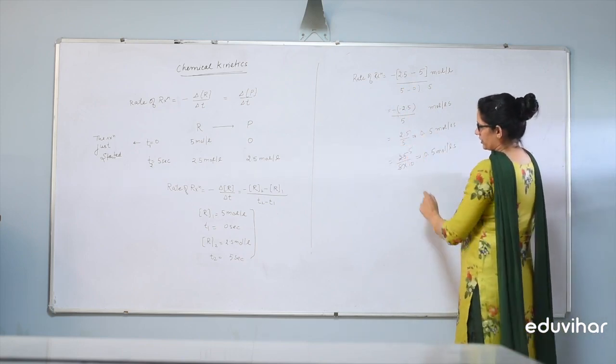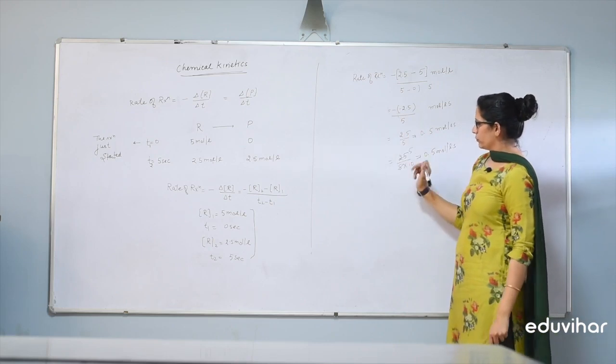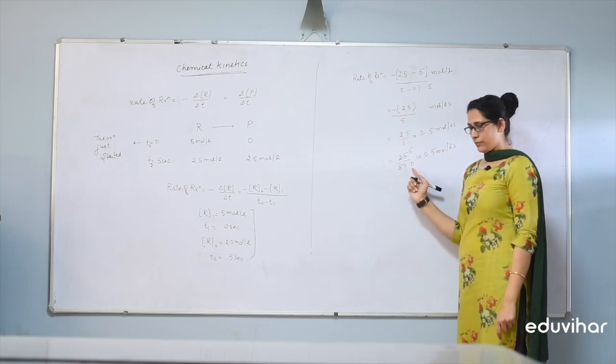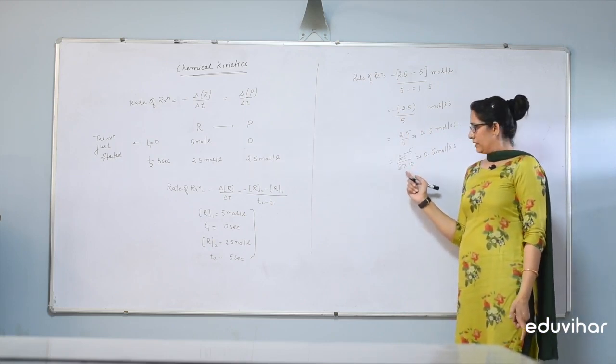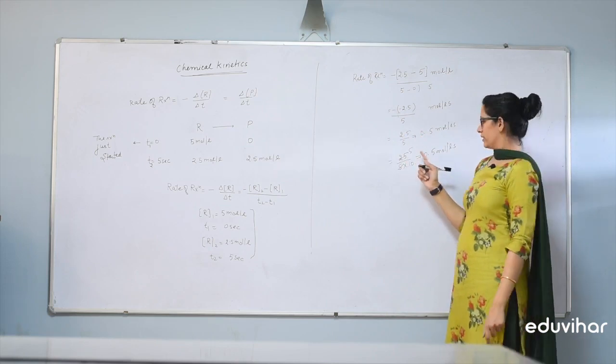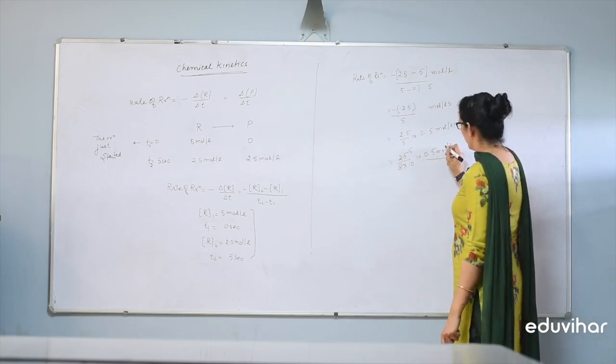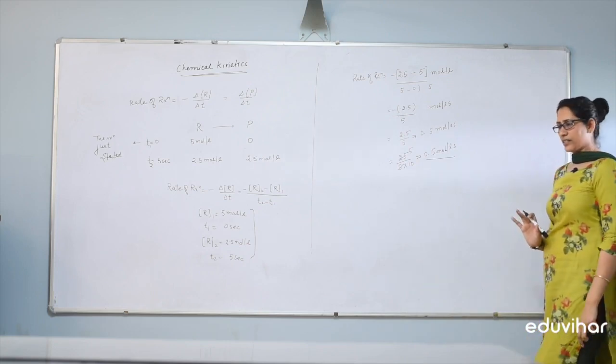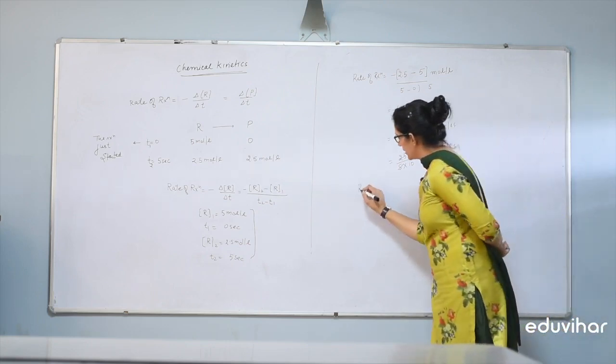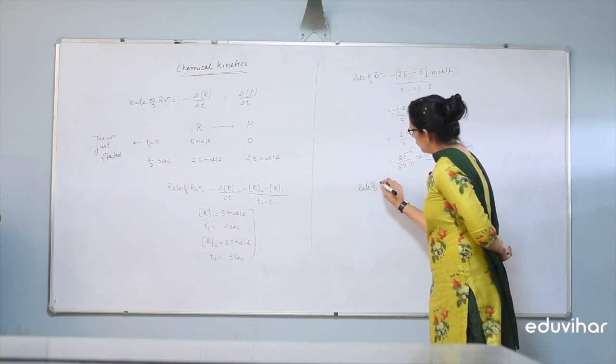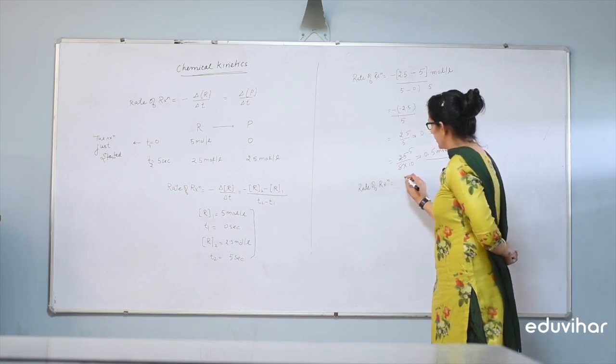How does this calculation occur? Look, 2.5, if I remove the decimal point, it becomes 25 divided by 10, and 25 divided by 5 becomes 5, and this unit is mole per liter. Is it clear?